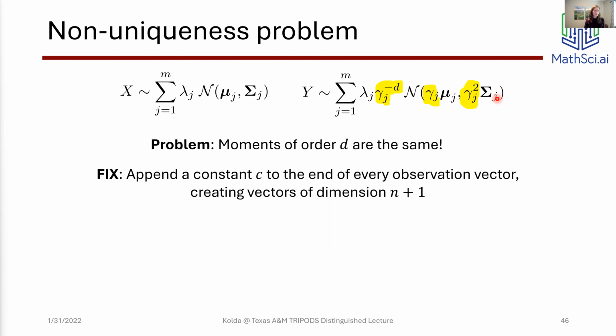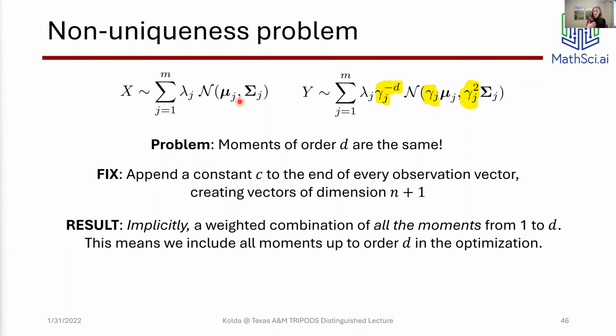It's not unusual. You append a constant to the end of every observation vector, and it's some known constant. You just think of it as being 1. And now our vectors are dimension n plus 1. And whatever mu j we find, you might not know its scale, but we know it has to have the last entry 1. So then we know how to scale it to get everything to be correct.